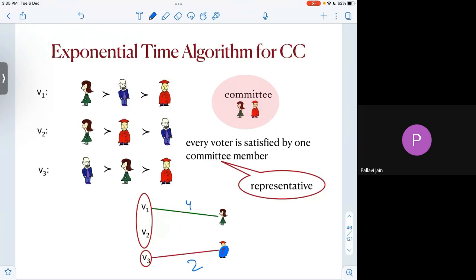Because what is happening here? Let's say I know the partition of voters. I don't know, but let's say you know that for this set of voters, the representative is the same. Suppose you know this. I don't know who the representative is, but you know that they are going to have the same representative. That much information, suppose you know.